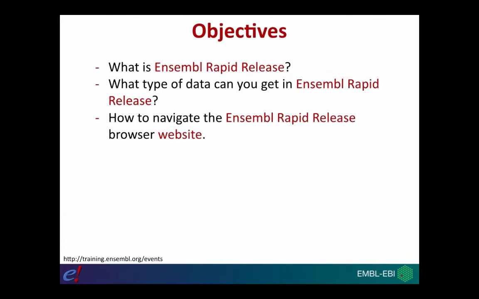So what I want to cover today is what the Ensembl Rapid Release genome browser is, the different types of data that we can find through the Rapid Release genome browser, and how to navigate the genome browser itself. There are many similarities to the main Ensembl genome browser, but there are some slight differences. So I'm going to try and pick up on those and show you how to navigate and get the data that you need.